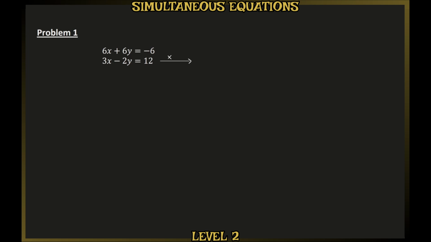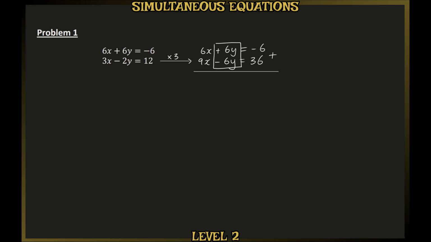So I'm going to multiply the bottom equation by 3, and so this gives me 3x times 3, which is 9x, minus 2y times 3 is minus 6y, and 12 times 3 is 36, and the equation above just stays the same, so 6x plus 6y is equal to minus 6. Now, as mentioned earlier, we have a positive 6y and a negative 6y. So to eliminate these, we're going to add the two equations together, because 6 added to minus 6 makes 0. So we're going to add everything together.